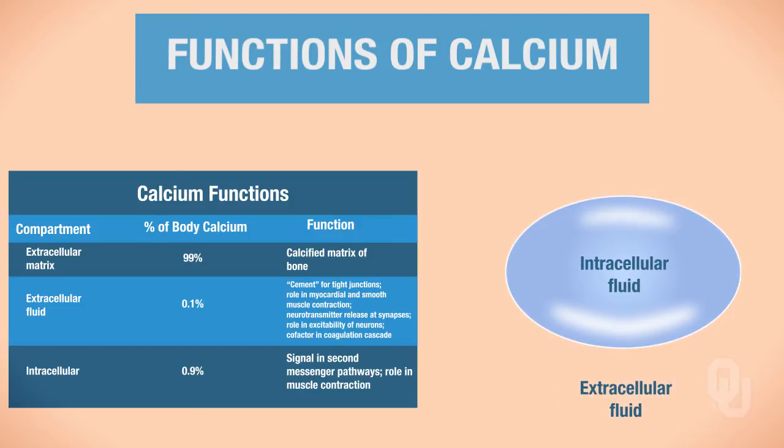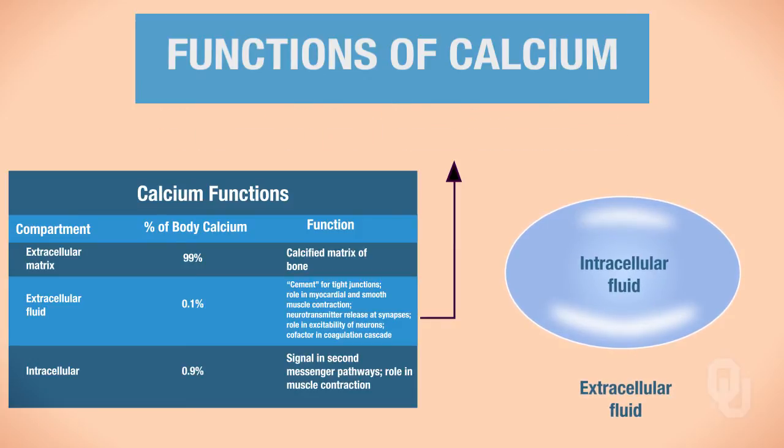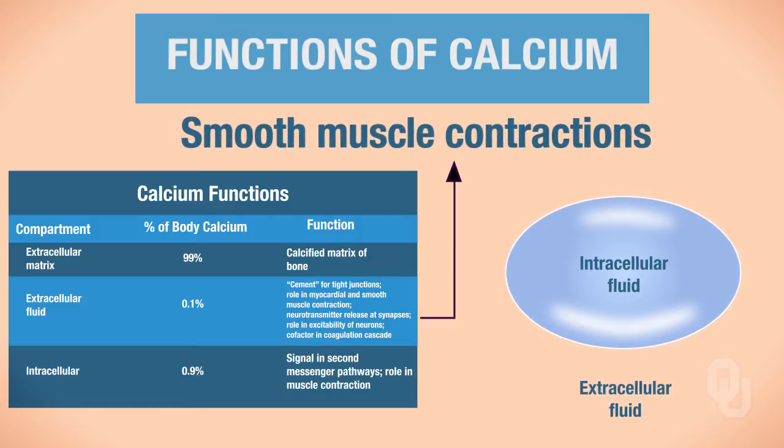Regardless of this concentration gradient, calcium still has very important functions in both the extracellular fluid and in the intracellular fluid. For example, with tight junctions, and we've spoken about tight junctions before, calcium provides the cement for those tight junctions. Remember that tight junctions force solutes through cells or across cells rather than between those cells. This extracellular fluid calcium level is also going to assist in myocardial contraction, so that's cardiac muscle, or muscle of the heart, and also smooth muscle contraction, and you will see that later in future segments.